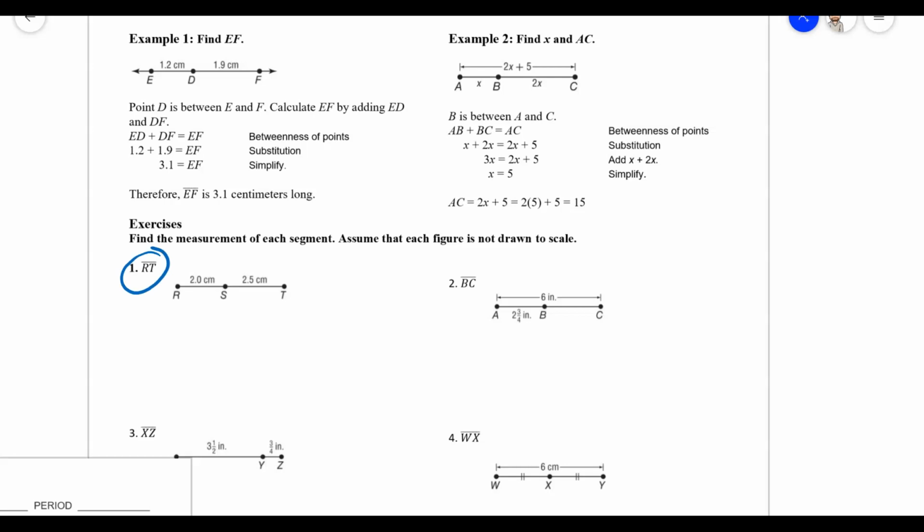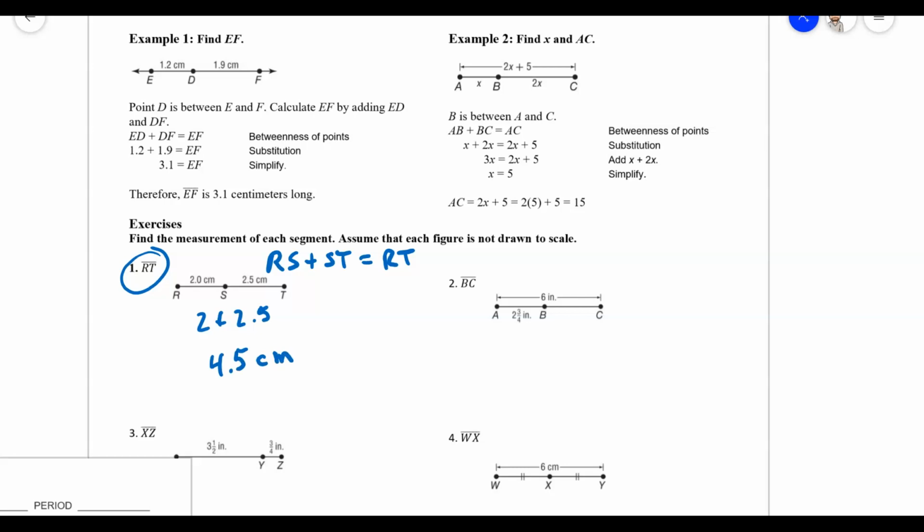They're asking us for the length of RT, and I can see I have the 2 smaller pieces. I have RS and I have ST. So what you want to keep in mind here is that if I add RS plus ST, that will give me the measurement RT, if we can think of it that way. So I have 2 centimeters for RS, 2.5 for ST. So I would add those two together. 2 plus 2.5 would be 4.5 centimeters, would be the length of RT.